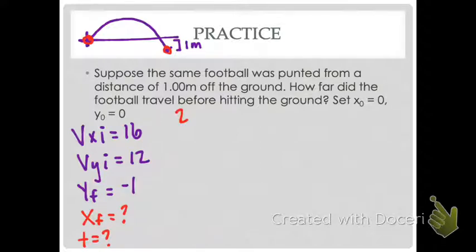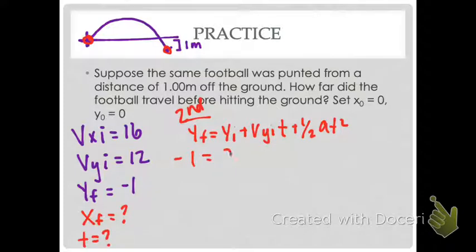Okay, so let's say we use our second vertical equation. Y final equals Y initial plus Vyi times T plus 1/2 AT squared. Okay, Y final is -1, Y initial is 0. Vyi is 12 times T plus 1/2 times -9.8 times T squared. Do you see where I'm heading with this?